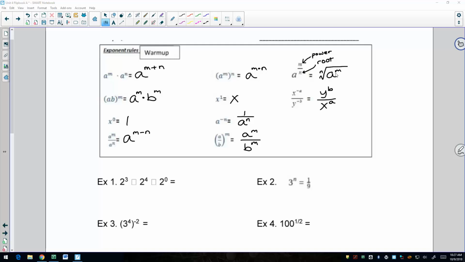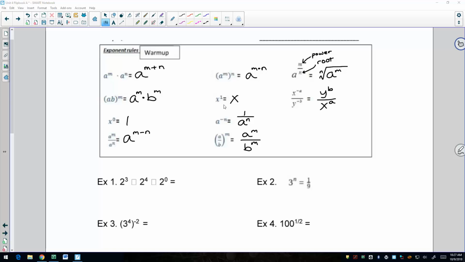So you should probably go in this order of doing the power first and then rooting. It just might be a little easier. So you're going to take whatever the base is, raise it to that power, and then you're going to take this root, whatever that number is. It could be the 4th root, the 5th root, the 10th root. Your calculator will do it for you.